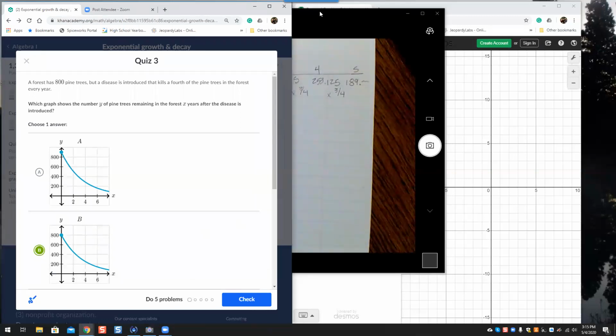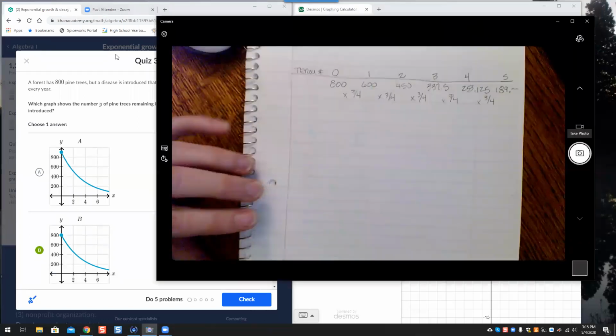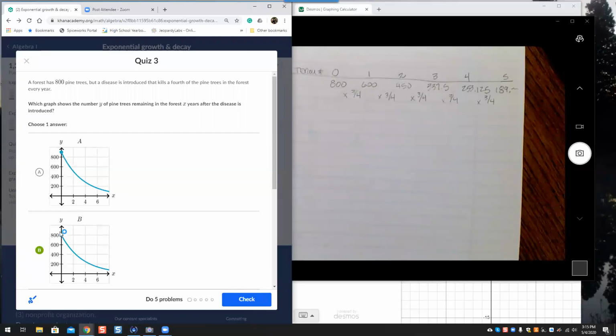So if we look at these coordinates and compare them to this B graph, we have 0, 800 for sure, and then we have 1, which is halfway between 0 and 2, and right at 600. At 2, we should come to 450, and that looks like about 450. At 3, we should get to 337.5, which will be just a little bit over 300. So that would be about 300, and we're a little bit over it. At 4, we should have 253.125.